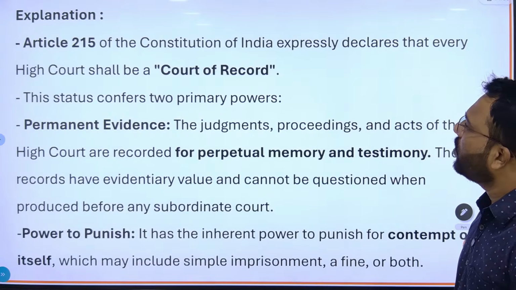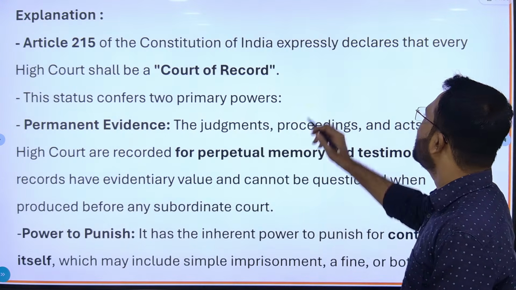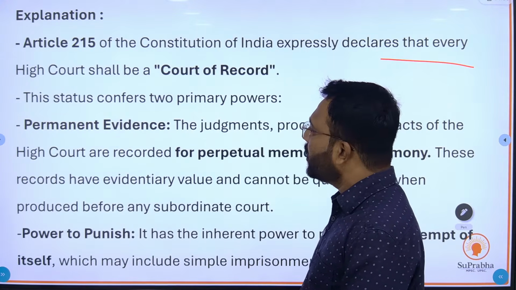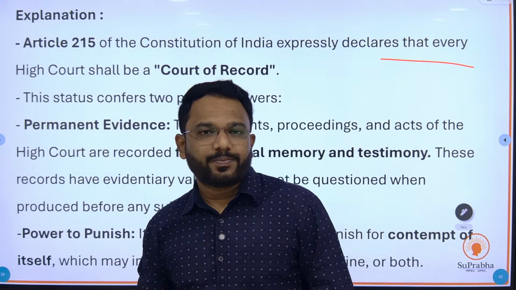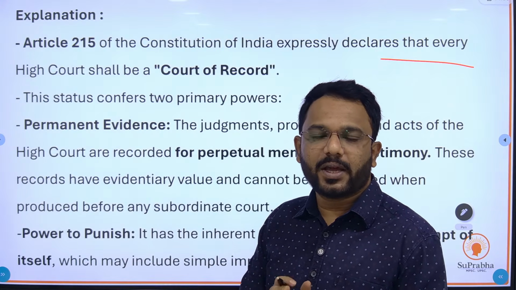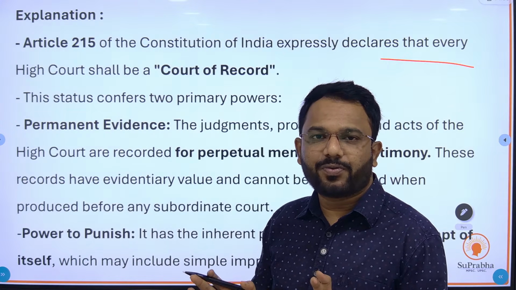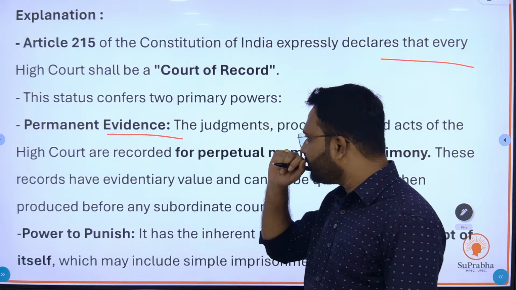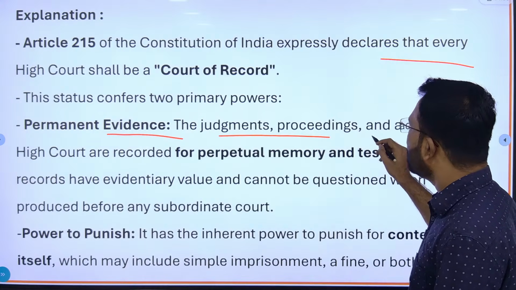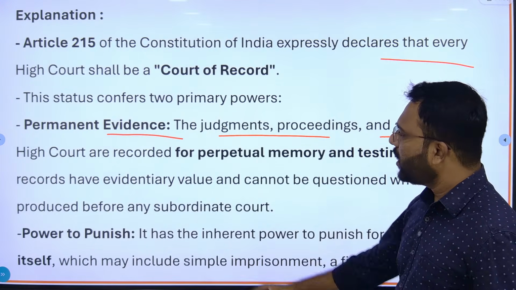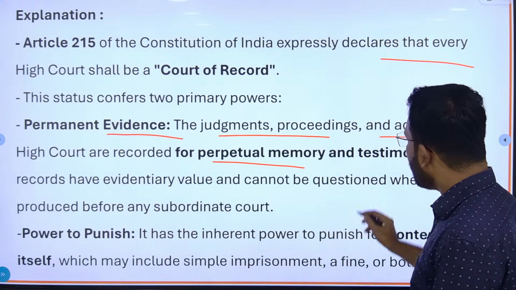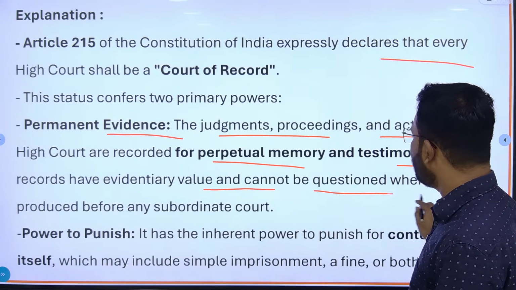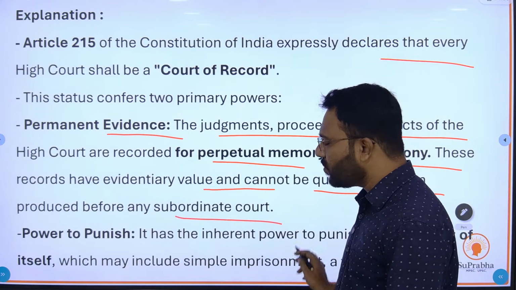Article 215 of the Constitution of India expressly declares that every High Court shall be a court of record. And what do you mean by court of record? What powers are given to the High Court by this term? Permanent evidence is the first of two primary powers: the judgments, proceedings and acts of the High Court are recorded for perpetual memory and testimony. These records have evidentiary value and cannot be questioned when produced before any subordinate court.